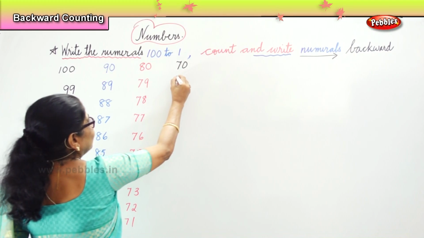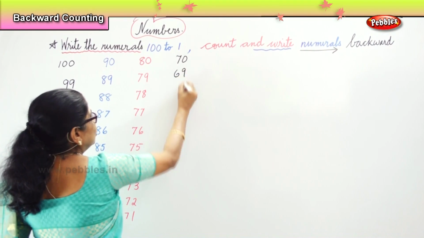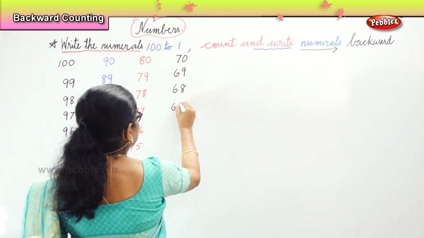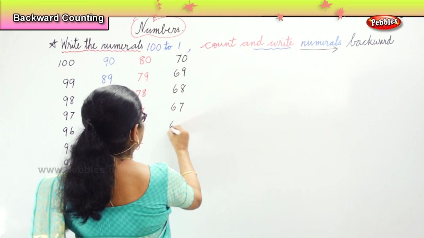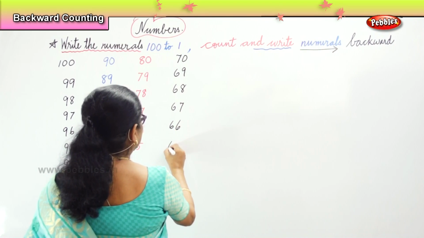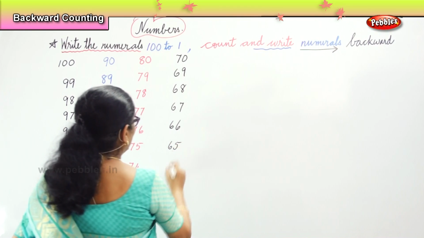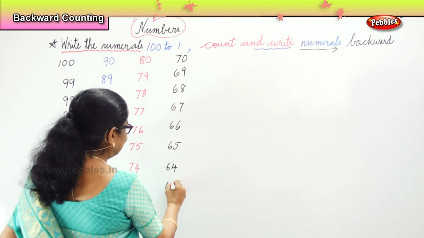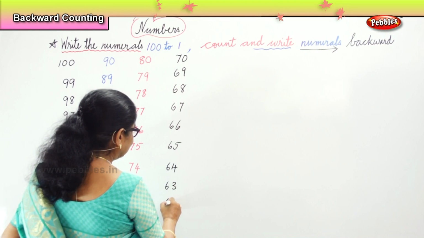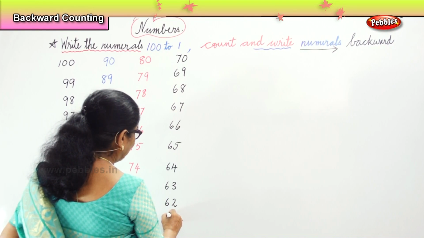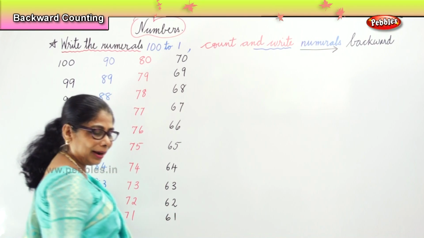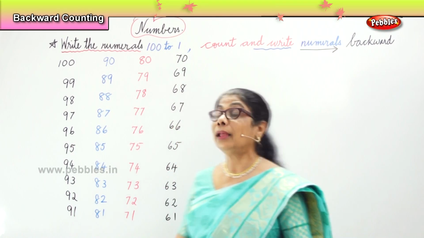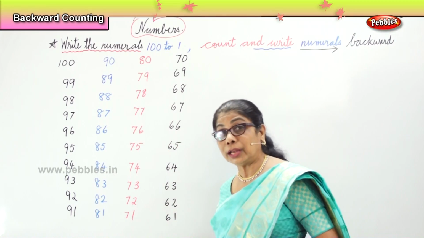70. One less. 69. Good. One less. 68. One less. 67. One less. 66. One less. 65. One less. 64. One less. 63. 62. And we come to the numeral 61. We learn to count. We learn to write numerals, backward counting.